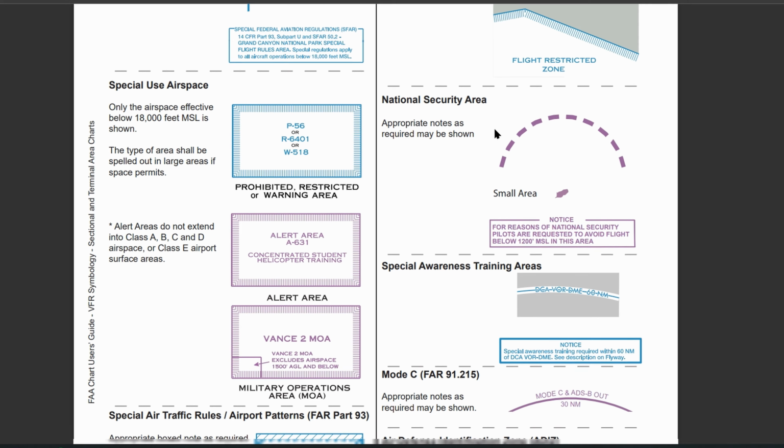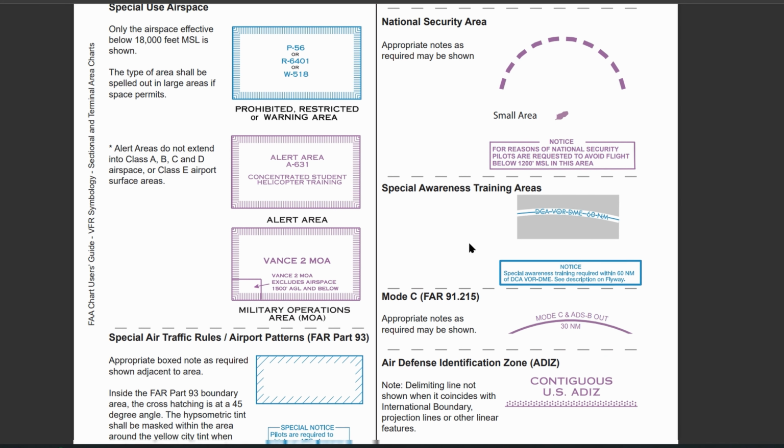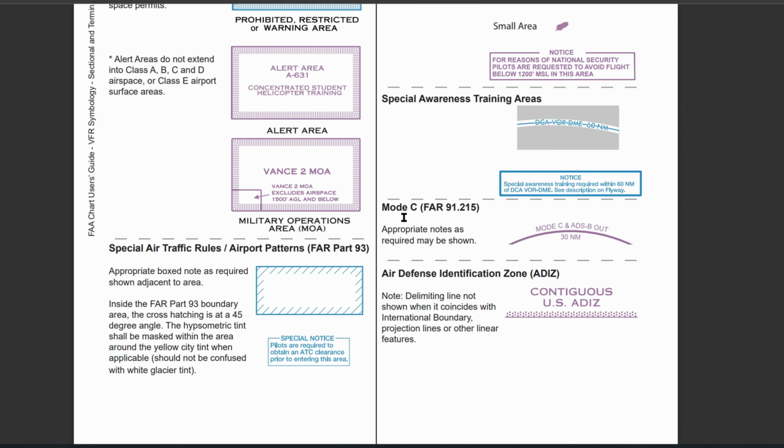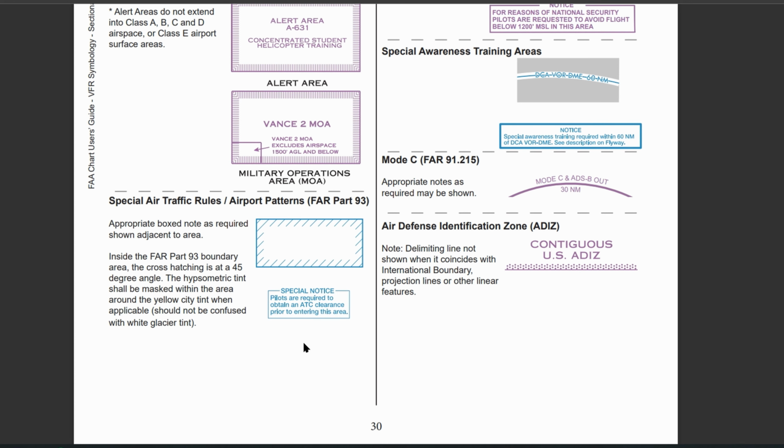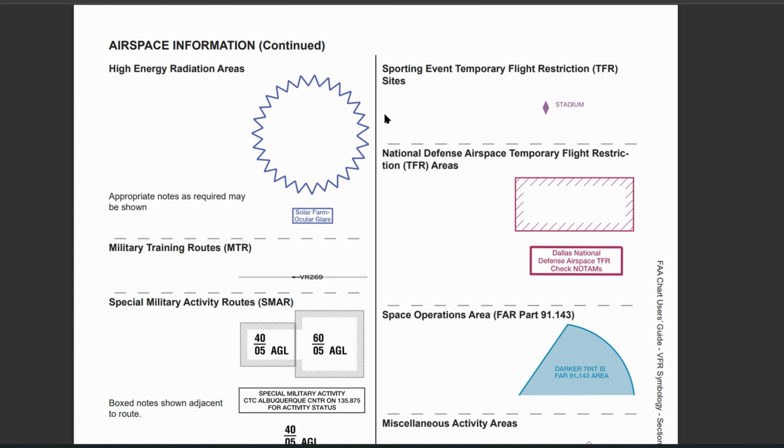You have national security areas, special awareness training areas. You have your mode C, which we briefly touched on, just very briefly. We have your air defense identification zone, or ADIZs. And this is just a line with a bunch of dots on top of it. And you'll have special air traffic rules or airport patterns. In these areas, it's just going to be a box with little hashes on the edges like this. You do need ATC clearance before entering this area. So you can think about it, since it's for airport traffic rules, you're going to need ATC, which is air traffic control.